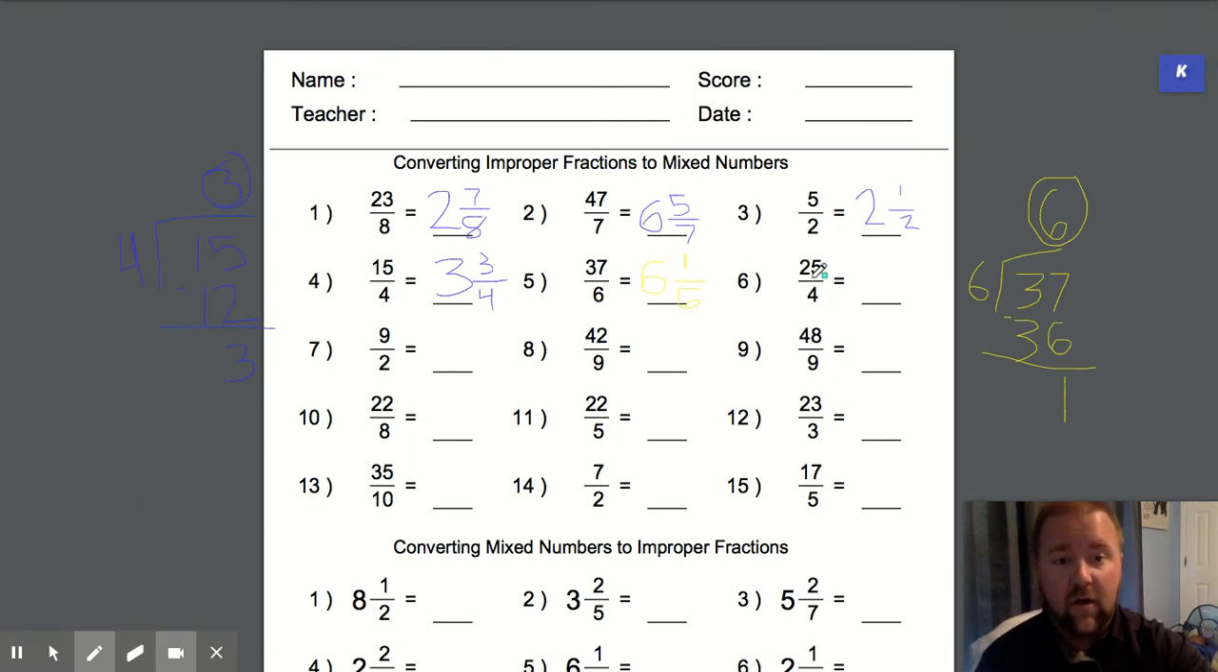So 25 fourths. So I'm going to say 4 goes into 25 how many times? All right, so 4 can go into 25 6 times. 6 times 4 is 24. Okay, I subtract and I have 1 left over. That 1 is my numerator, and my denominator stays the same. So my answer would be 6 and 1/4 there.